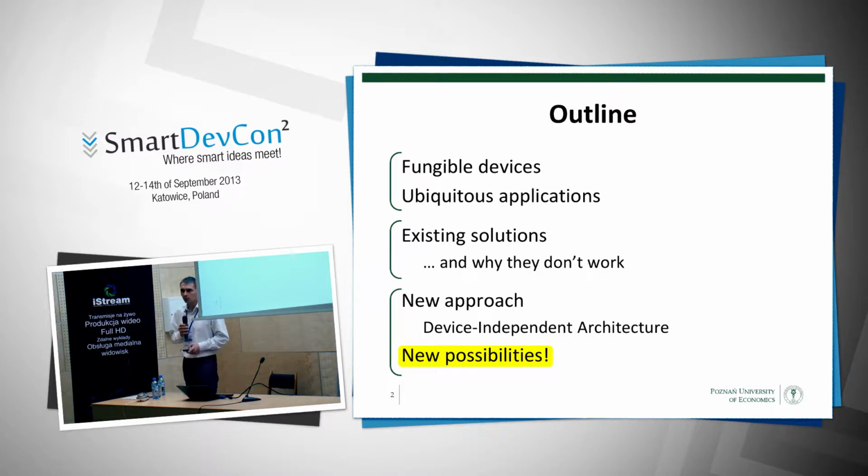Then I will show you existing solutions that you know for sure, but I will show you how they don't work, in my opinion, and why we should look for another approach. And the new approach I want to show you is called device-independent architecture. It's a little bit different approach to designing applications for mobile devices, which allows us to overcome the obstacles related to cross-platform applications and also enables multi-device applications. And I will show you some new possibilities that come with this new architecture.